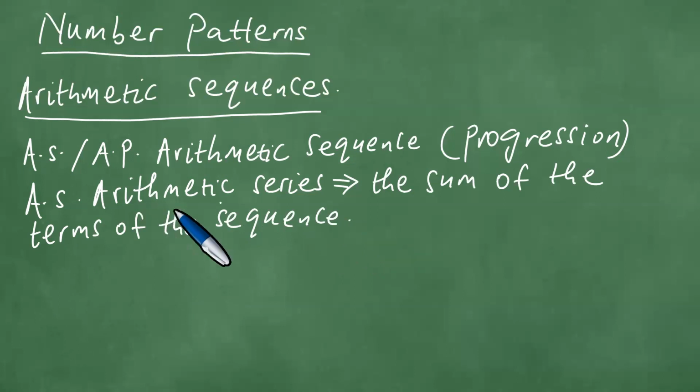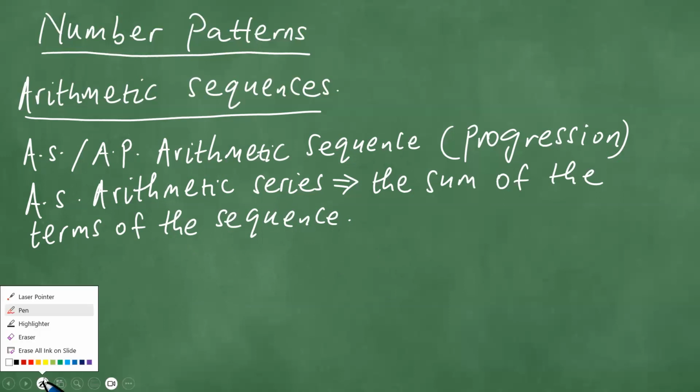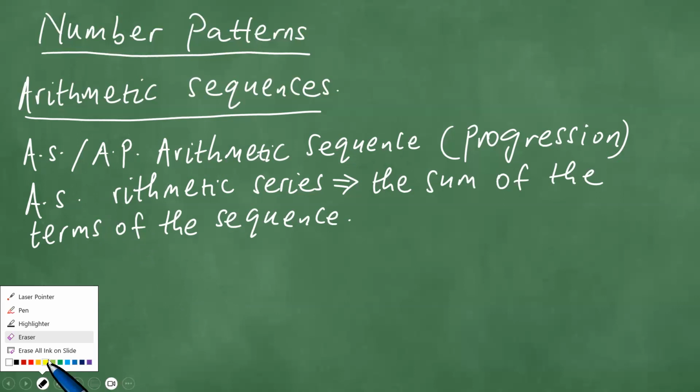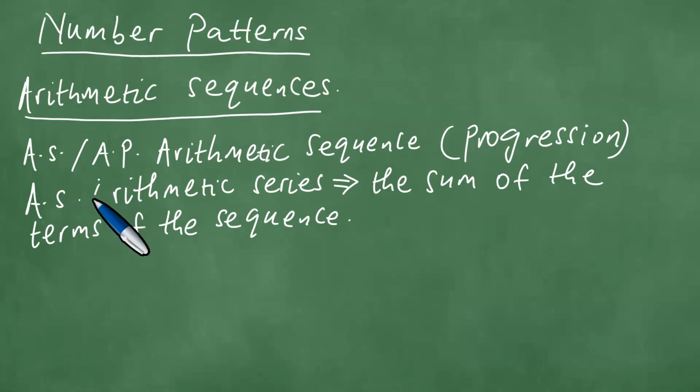By the arithmetic series, we mean the sum of the what? Of the terms of the sequence, because sometimes we add these terms of the sequence. When we add them up, what we get is a series.